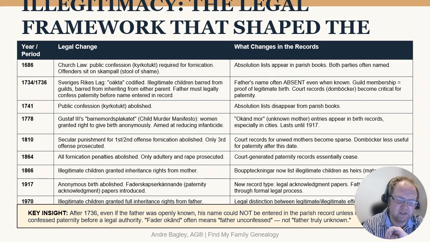1917 is a really big year. That's the time when you have civil divorces and adoptions, because all you could be before was a foster child at best. There wasn't formal adoption, really. It wasn't really a thing. That's when the paternity acknowledgement papers were introduced, and anonymous births ended. So, fun facts.